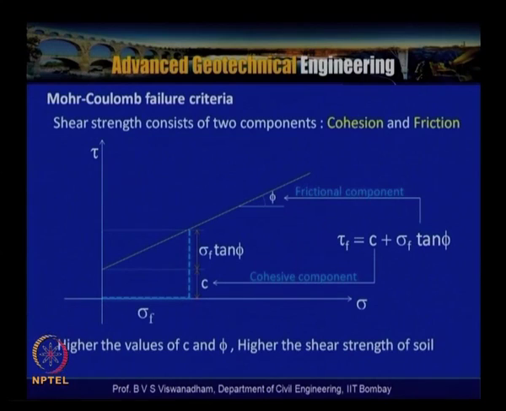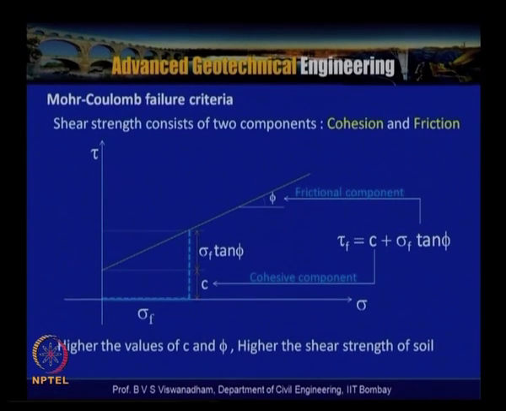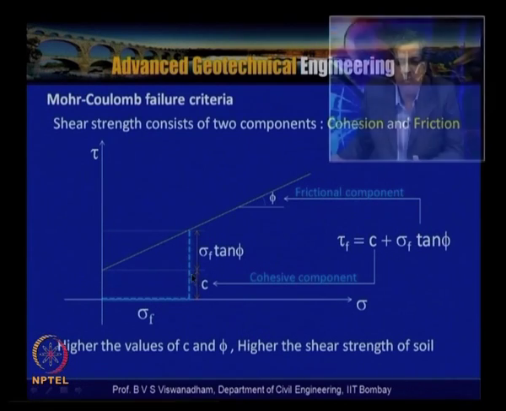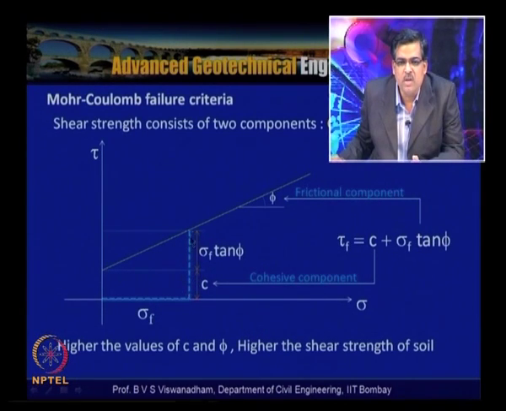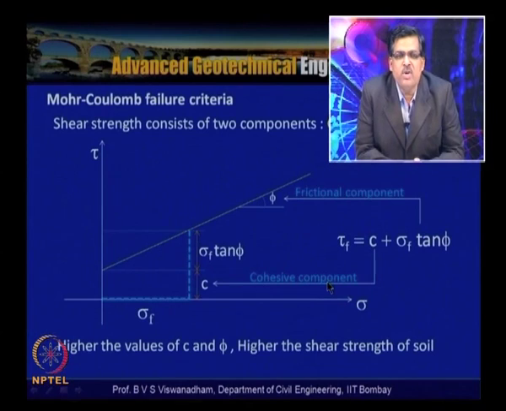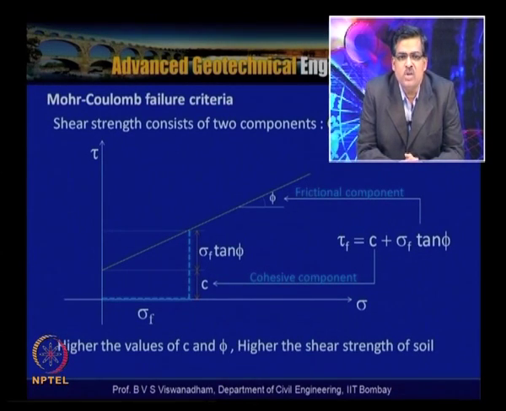Further, it has been shown here with the cohesive component that the shear strength is contributed by two components, the cohesive component and the friction component. So we have tau f equal to C plus sigma f tan phi. The higher the values of C and phi, the higher the shear strength of the soil. If you have a material that can develop good cohesion and good friction, then the material is prone to have higher shear strength.